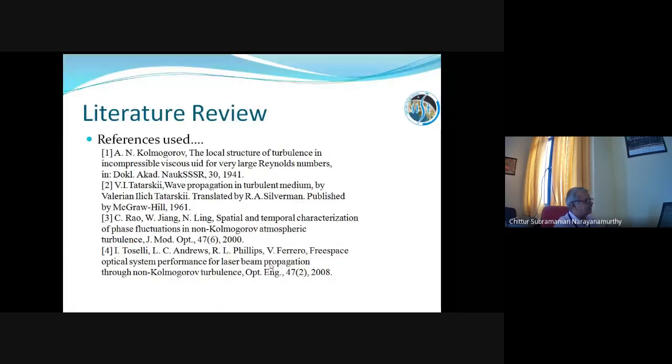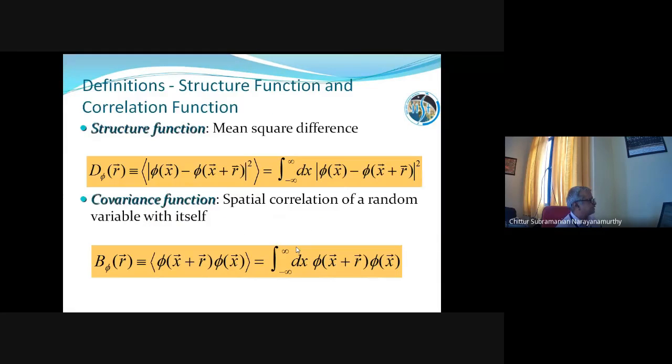Now, what is the literature? Normally, the main literature which adaptive optics people and imaging-through-turbulence people follow is Kolmogorov. There is one very nice article in Soviet Physics Doklady. I don't know whether it is available. The local structure of turbulence in incompressible fluids at very large Reynolds number, etc. Tatarskii, the student of Professor Kolmogorov, has a very well-written thesis about wave propagation in turbulent media, and it is available as a book. These are the main two books which adaptive optics normally follows.